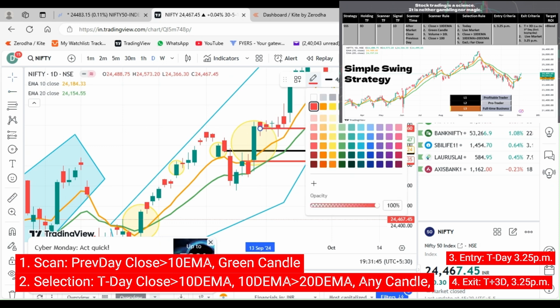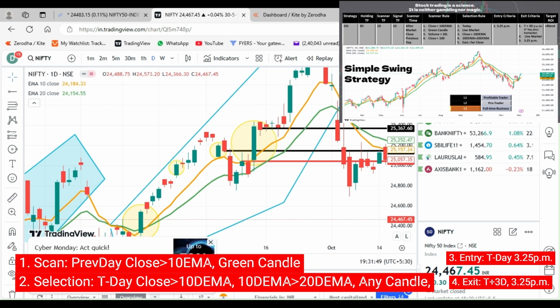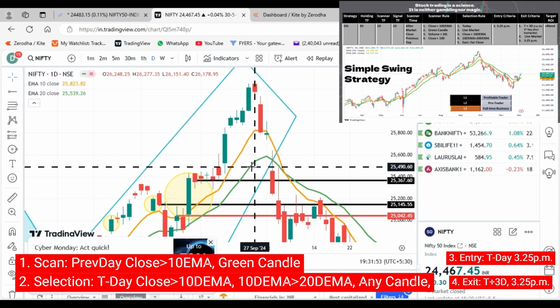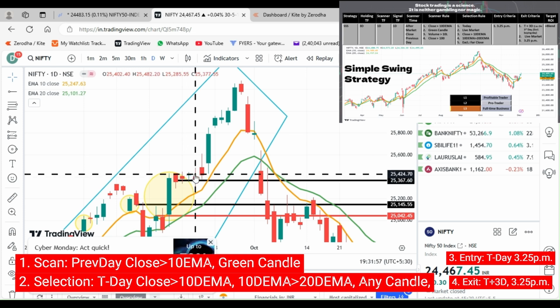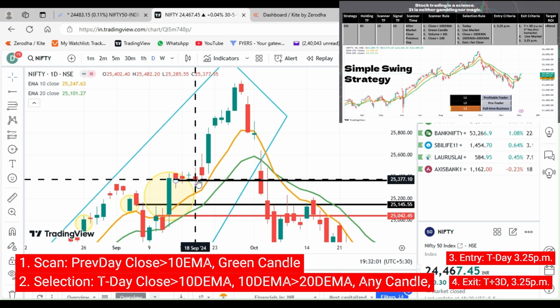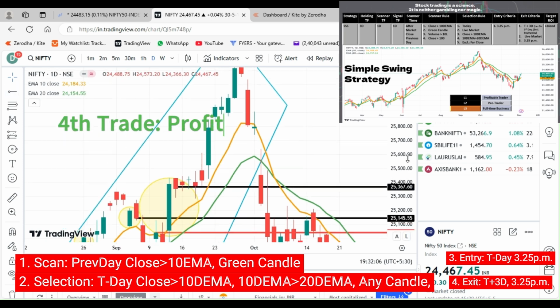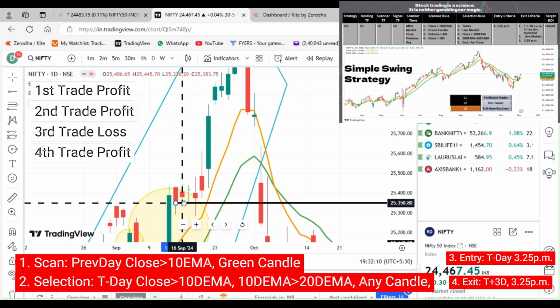Marked as black, next day. Now exit is 1, 2, 3. That is on 18th of September I'll exit. So now here the exit is a little above the buying price. So a little above, but still it is a profit. I'll mark it as green. Now coming to the next trade.